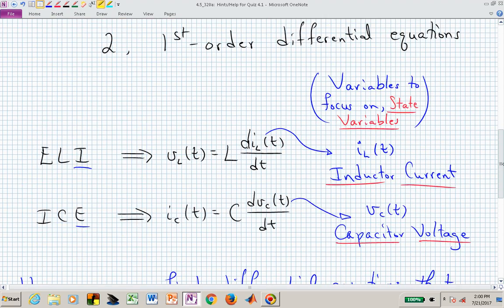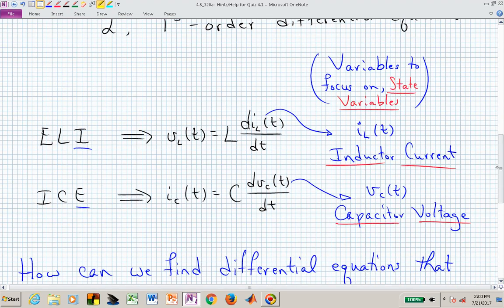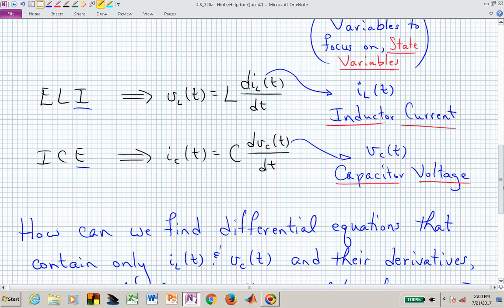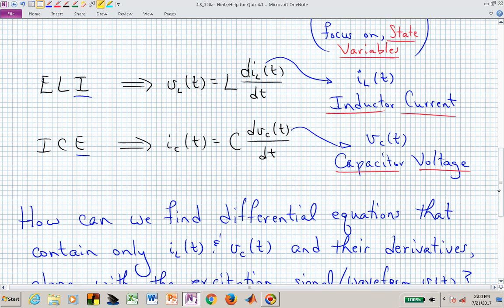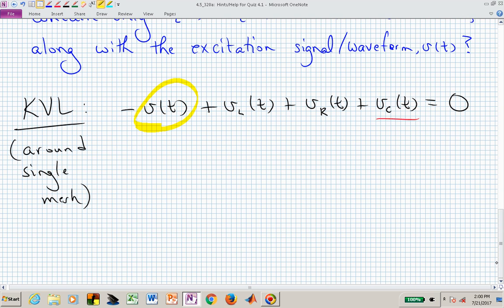And now, since we haven't yet retired, we have Eli to fall back on, which gives us a way to rewrite the drop across that inductor, or the voltage drop across the inductor, in terms of the inductor current. Or from Eli, we can now replace V sub L of t with L di sub L of t dt. And that's now one of our state variables that we were interested in.